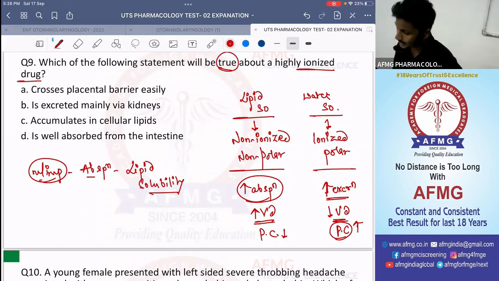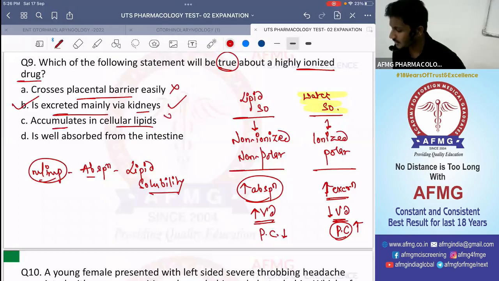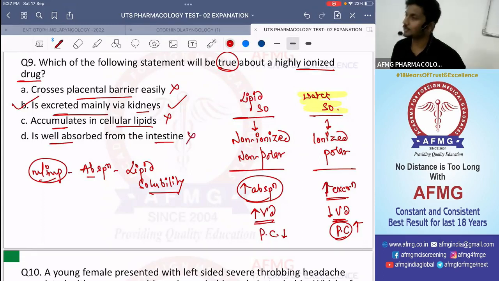ठीक है? So option A says it crosses, it is a highly ionized drug. मतलब कौन सी drug है ये? Water soluble drug. It crosses placental barrier easily. No, it is made up of lipids. Therefore, it cannot cross the placental barrier easily. Option B says it is excreted mainly by kidneys. Yes, because it remains inside the plasma and therefore mainly excreted by the kidneys. Option C says it accumulates in the cellular lipids. No, the lipid soluble drug can actually accumulate in the cellular lipids. Option D says it is well absorbed from the intestine. Absorption is better seen with lipid soluble drugs. Okay, therefore it is also not true, because intestinal cells का भी cell membrane किससे बना हुआ होगा? Lipid से. Therefore the lipid soluble drugs will show more absorption. No issues with this, anybody?